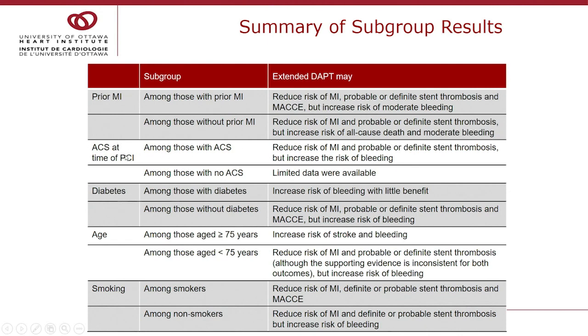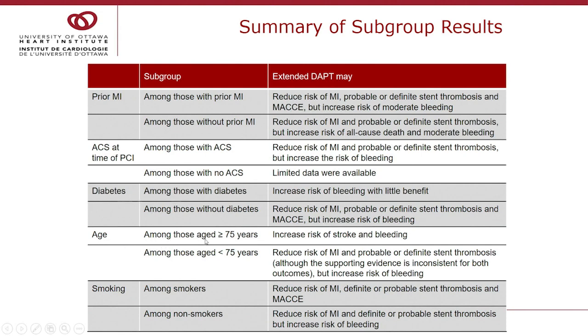If you take a look at individuals who have acute coronary syndrome at the time of presenting for PCI, among those with ACS, there is a reduction in the risk of MI and probable or definite stent thrombosis, but an increased risk of bleeding. And we cannot say anything about the group that does not present with ACS because the data was too limited. Among patients with diabetes, an increased risk of bleeding, very little benefit. Among those without diabetes, you do get a benefit. You get a reduced risk of MI, a reduced risk of probable or definite stent thrombosis and MACE when you put them on extended DAPT, but an increased risk of bleeding.